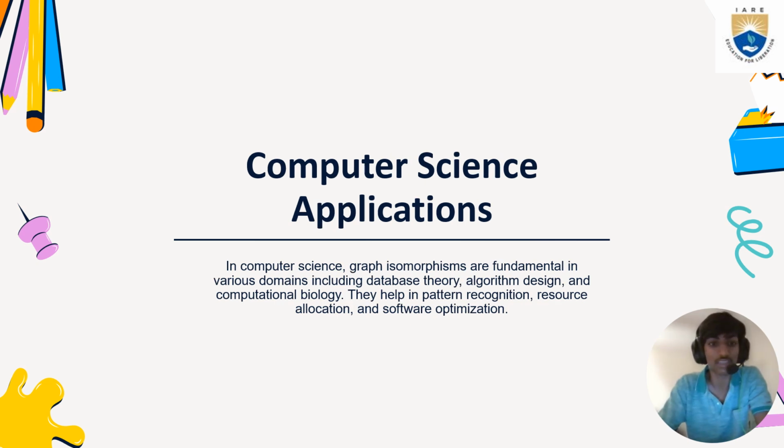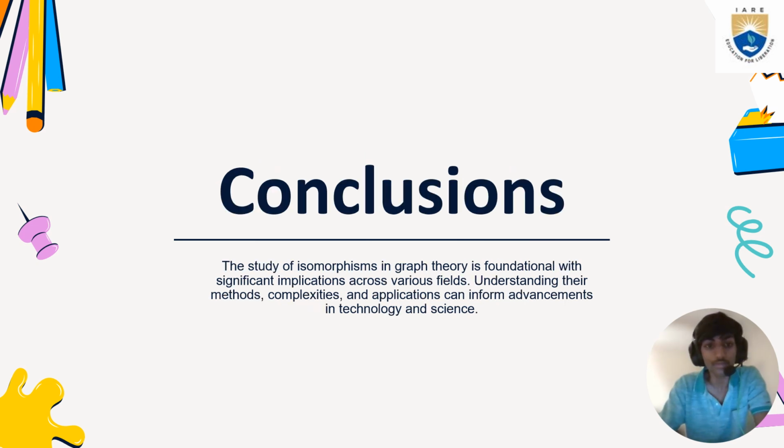Computer science applications. In computer science, graph isomorphisms are fundamental in various domains, including database theory, algorithm design and computational biology. This helps in pattern recognition and resource allocation, and software optimization. And the conclusion: the study of isomorphism in graph theory is foundational, with significant implications across various fields. Understanding the methods, complexity and applications can inform advancements in technology and science.